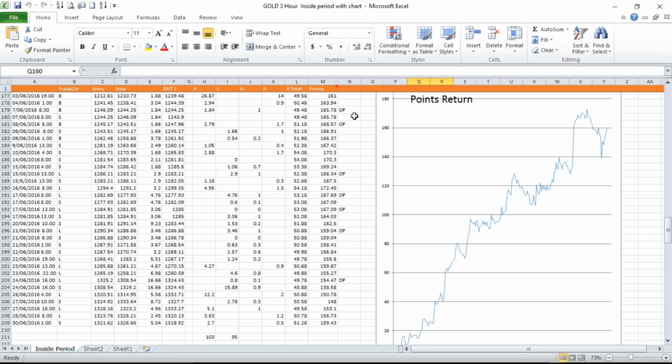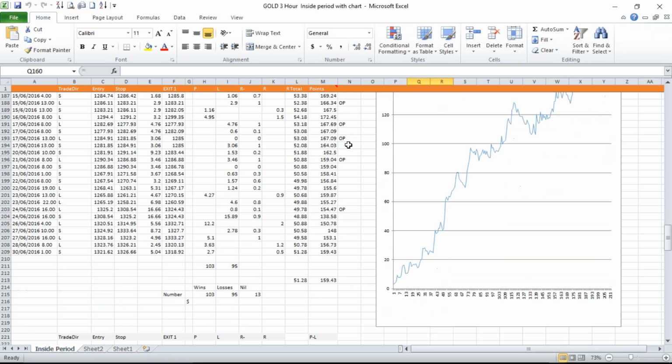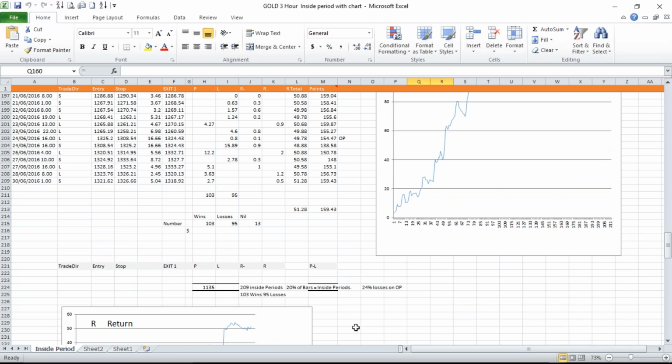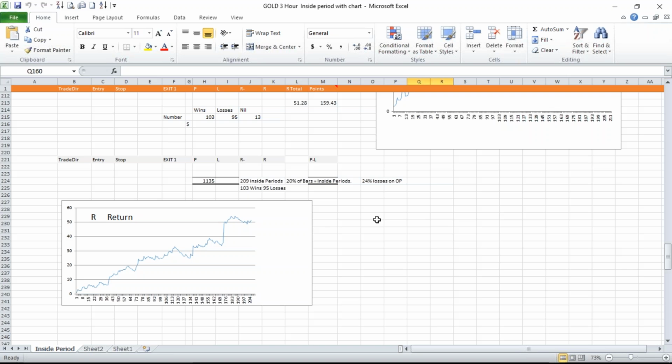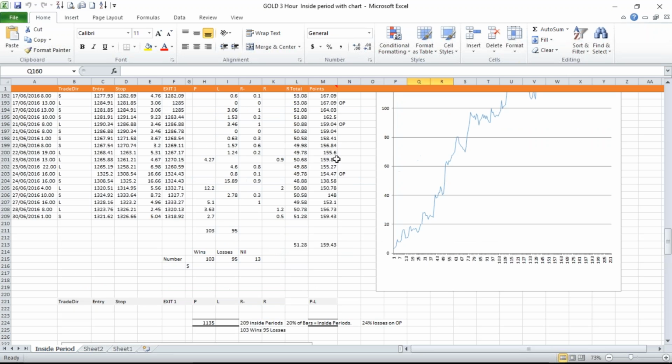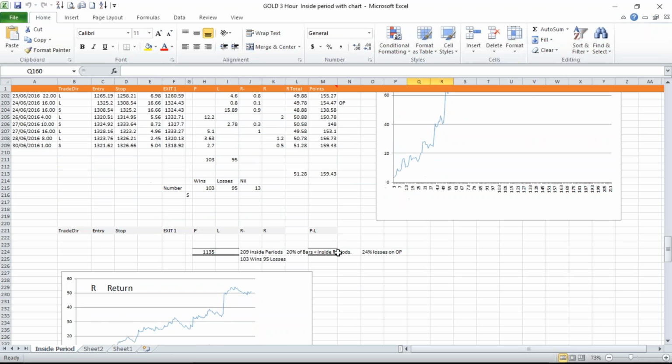Now it may die away, but the statistics show me that it is now a possibility that outside periods immediately following an inside period are a probability running, and I wrote it down here somewhere, 24% of the time. So 1 in 4, 1 in 5 bars after an inside period turns out to be an outside period, which is a double loss, recorded as a double loss in my notes here.